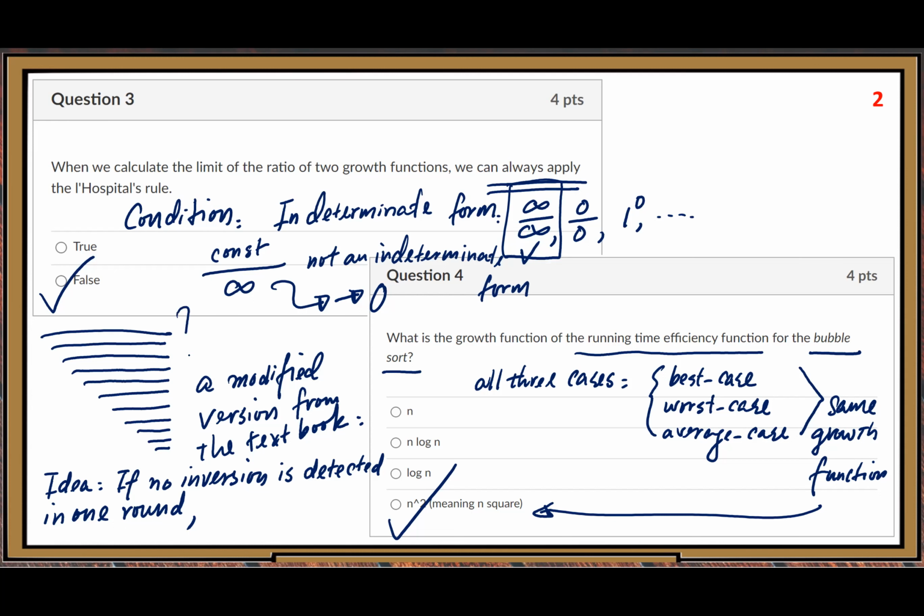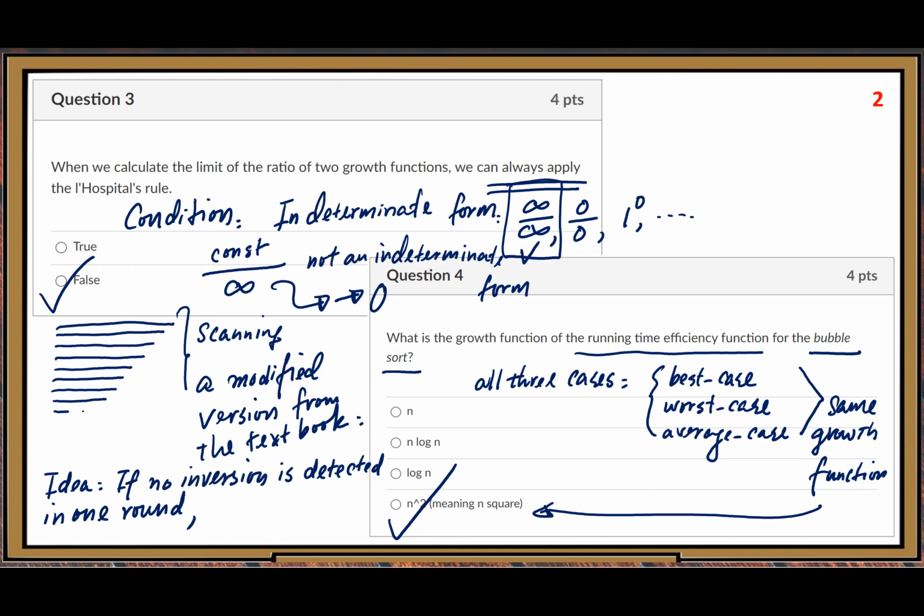Oh, sorry, just the opposite. The scanning is like this. The first time the whole array. Second time, just skip the last element. Scanning like this, and then stop. The scanning way like that.